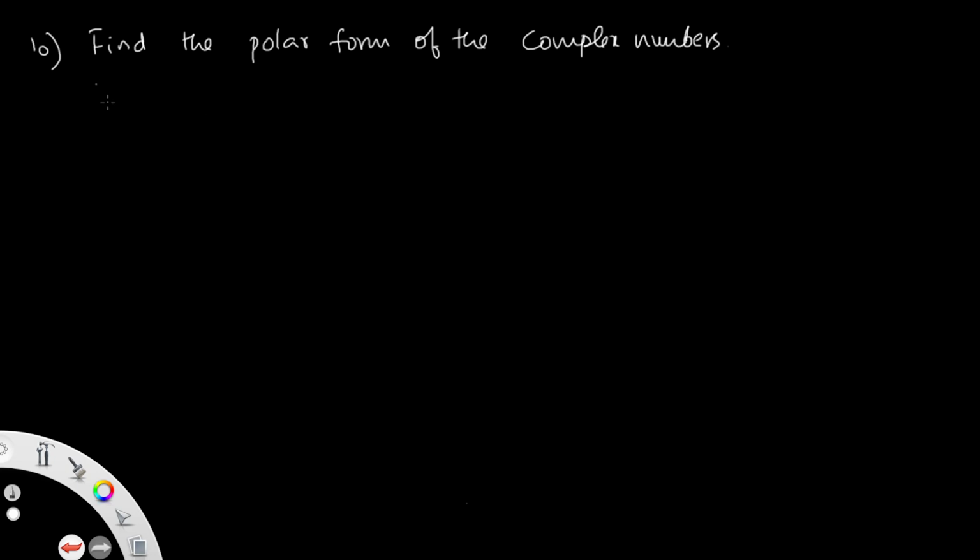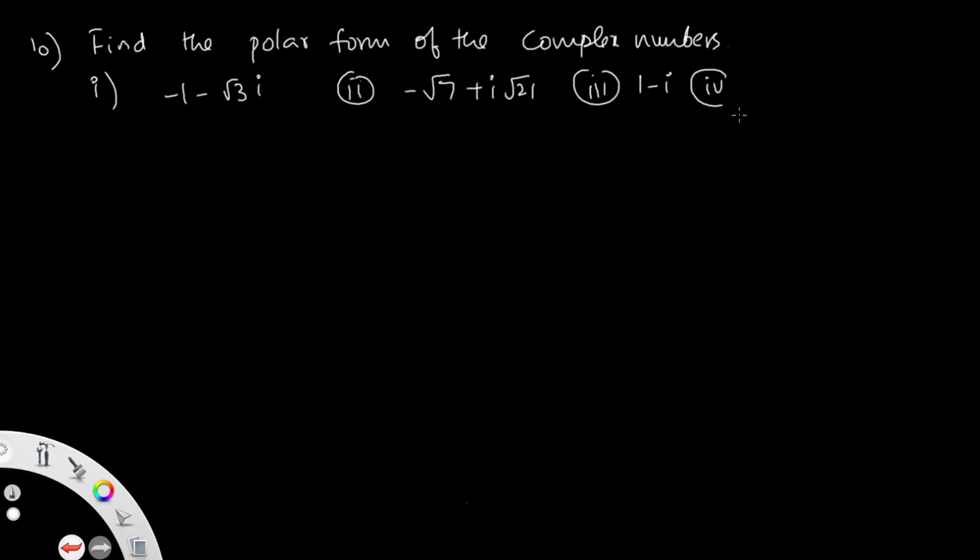First question, minus 1 minus root 3i, and the second question, minus root 7 plus i into root 21. Third question, 1 minus i, and the fourth question, minus 1 minus i.